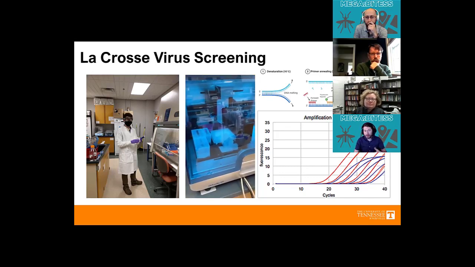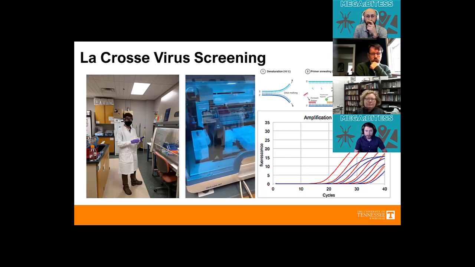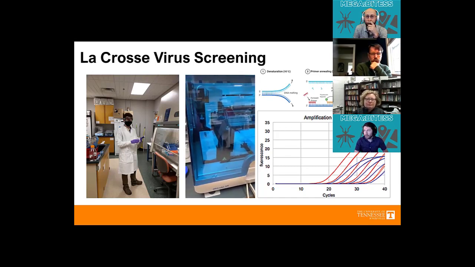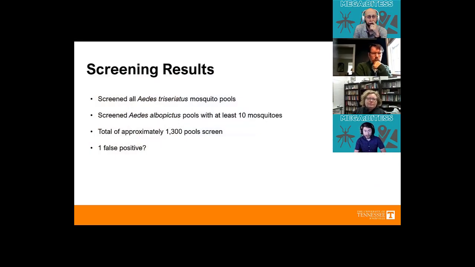And so I've been testing all our mosquitoes for La Crosse in this way and seeing if the La Crosse virus will amplify in the RNA that I extracted from the mosquitoes. And I've screened a bunch. I screened all the Aedes triseriatus that we got, and I screened a lot of the Aedes albopictus. I did pools where we had at least 10 mosquitoes for albopictus because some of the pools had very few, and this process is kind of expensive, so I tried to limit it to ones that were more likely to have La Crosse virus.